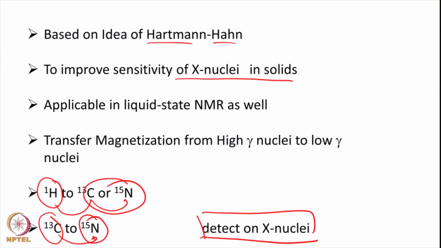Now, why detect X nuclei? Because of something called dipolar coupling, where two spins are connected through space. In solid this dipolar coupling is huge, and for proton it is very large. That leads to line broadening. Therefore, in solid generally X nuclei are detected. Since X nuclei are detected, it is imperative to enhance their signal, and this is the way to enhance it: transferring the polarization from more sensitive nuclei such as proton to less sensitive nuclei such as carbon or nitrogen.